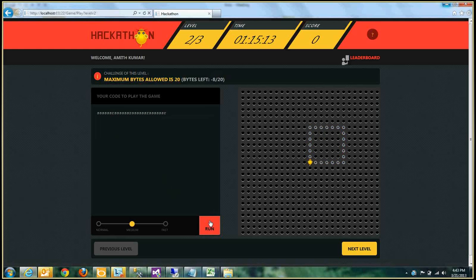But what happened? I ate all these dots, but I don't get that congratulations message. What happened exactly? This level says that you cannot use more than 20 bytes. So each level has a maximum number of letters that you can use. Here I have used 6 S's and 1 R, that is 7. 7 I used 4 times. So 7 into 4 is how much? 7, 14, 28.